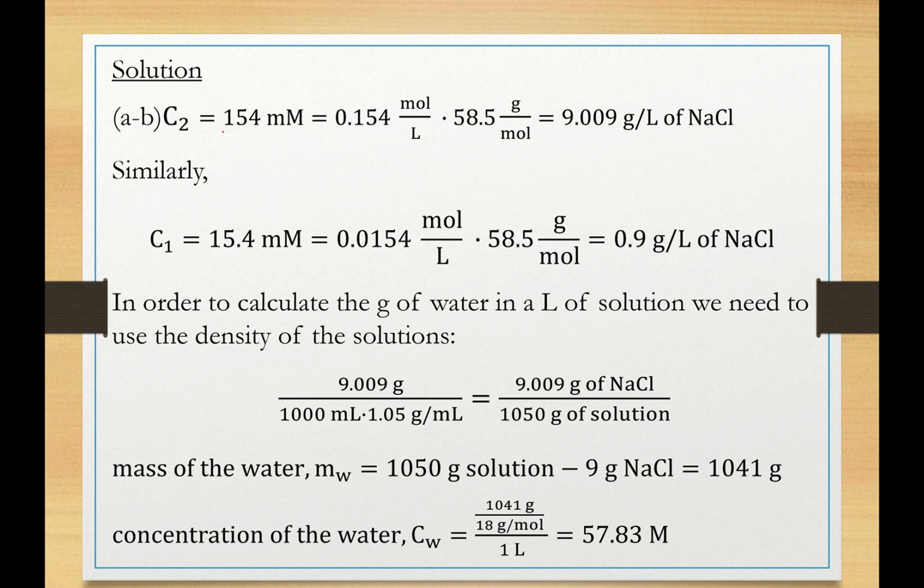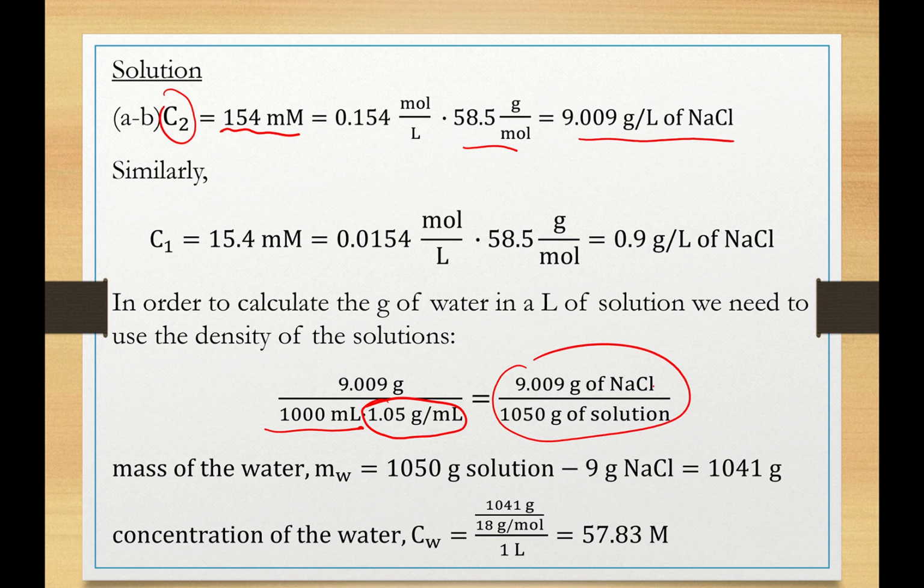So here I call the 154 millimolar sodium chloride concentration C2, and I multiply by the molecular weight to determine the mass of sodium chloride in 1 liter of solution. Then I apply the density of solution, since this is the density of solution, not the density of sodium chloride, not the density of the water. I apply this density to the denominator, which is 1,000 ml of solution, and I end up with 9 grams of sodium chloride in 1,050 grams of solution.